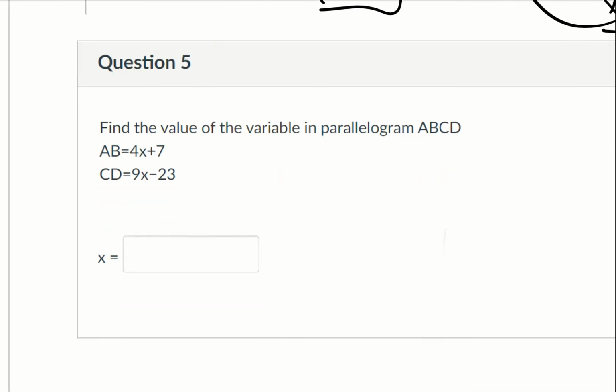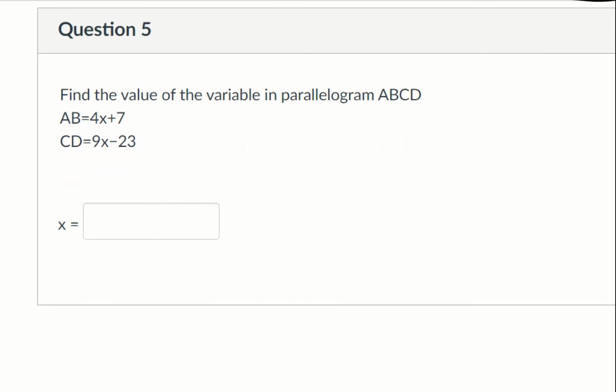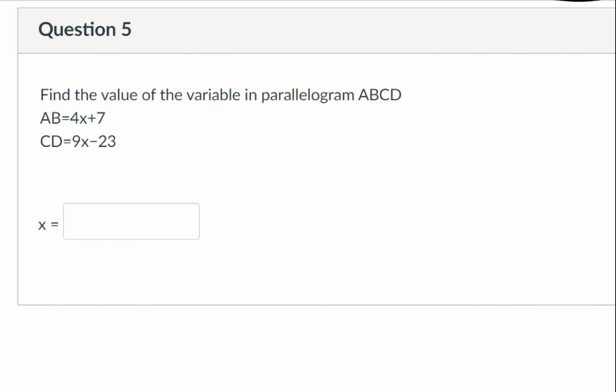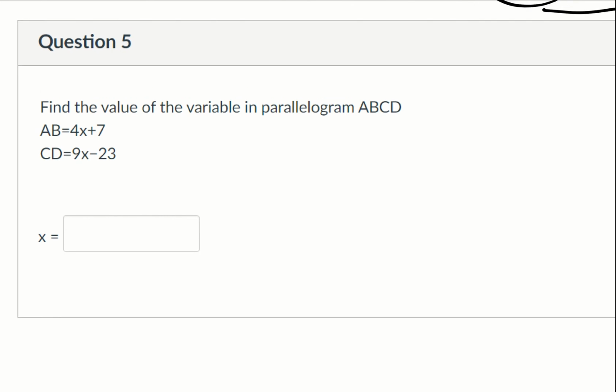All right, the next question, find the value of the variable in parallelogram ABCD. So this question was actually different in the original practice quiz, but I went ahead and changed it because there was a typo with that question. So this is the new question.